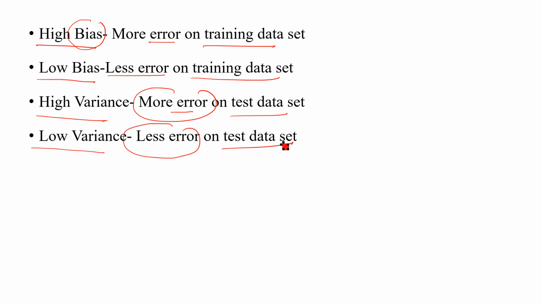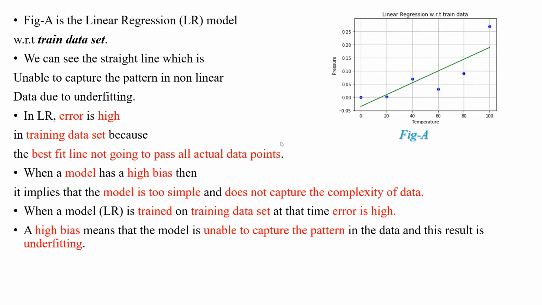If you see this diagram, it is about the linear regression model with respect to the trained data set. If the degree is equal to 1 here, we can see the straight line is unable to capture the pattern on a nonlinear data set, due to underfitting.